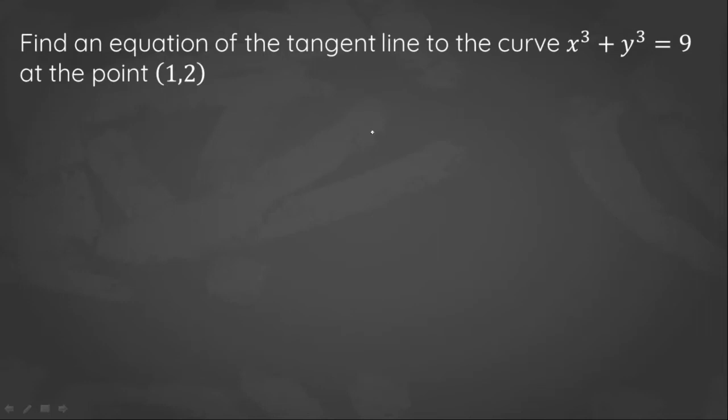Find an equation of the tangent line to the curve x cubed plus y cubed is equal to y at the point (1, 2). So if we differentiate the function implicitly with respect to x, we have 3x squared plus 3y squared y prime is equal to 0. By multiplying both sides by 1/3, the 3 will cancel out, so transposing x squared to the right side, we have negative x squared. Dividing both sides by y squared, we have y prime is equal to negative x squared over y squared.